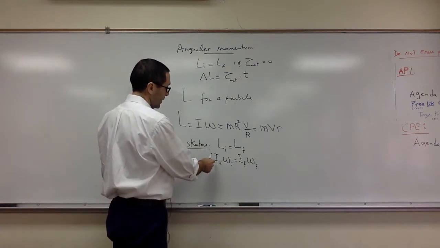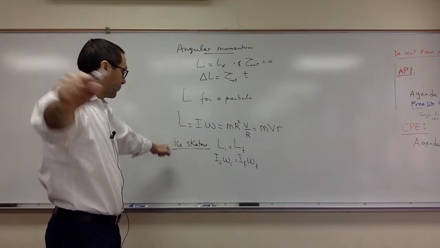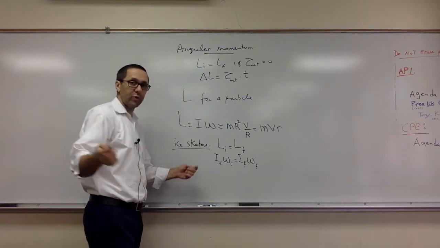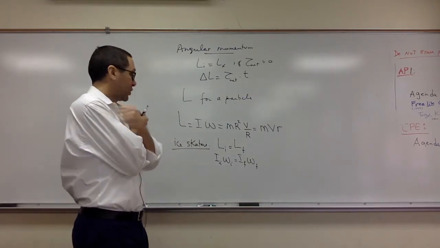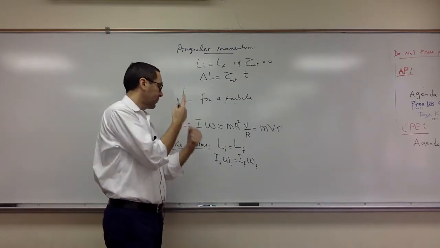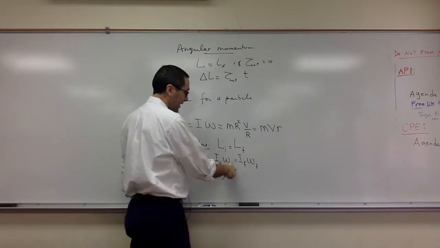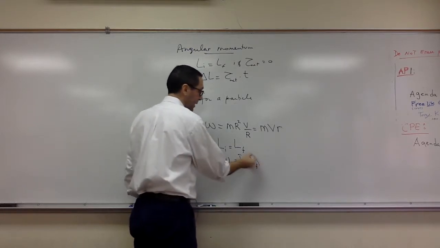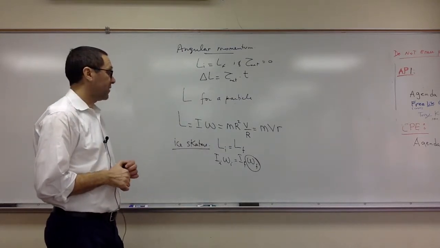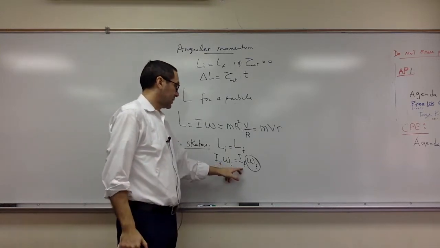If they start in a position with their arms out, this I is greater than the final, because when they bring their arms in, the mass is closer to the axis of rotation, which is going through them vertically. So this I final goes down. In order to keep this product constant, this omega final has to go up. That's what makes them go faster, because their moment of inertia now is less.